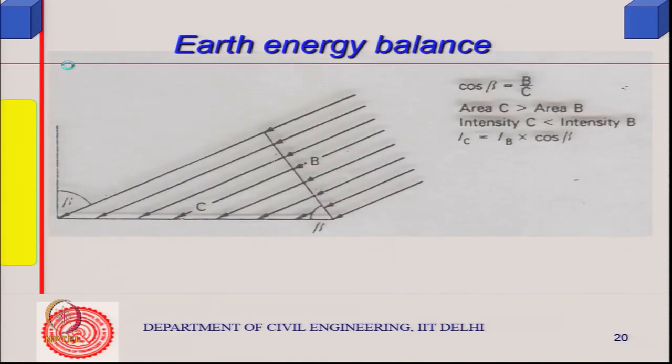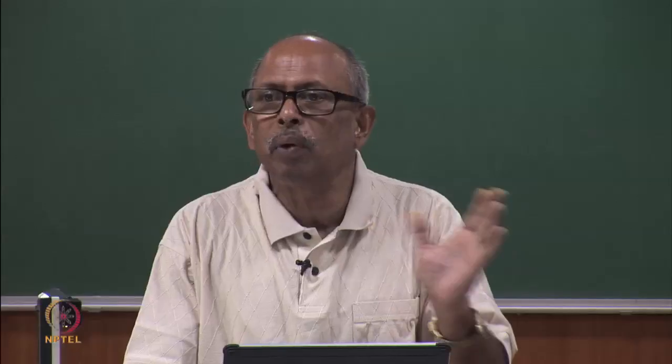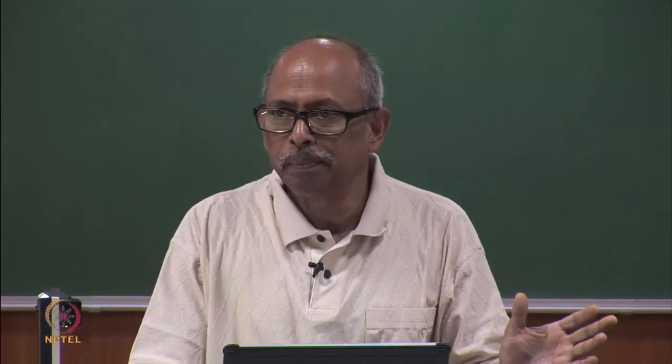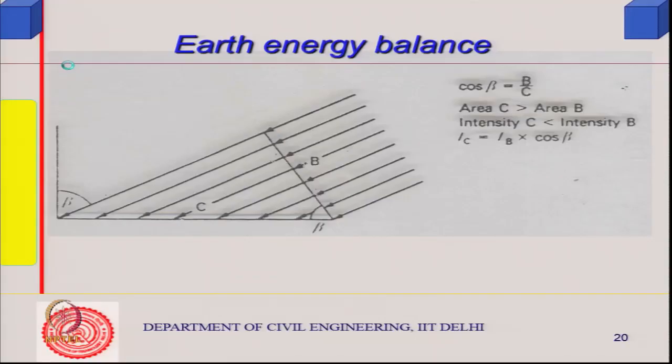Now, the radiation that falls onto the ground, if it is coming directly normal to the ground surface, the intensity will be highest. But if it is coming inclined, the same amount of energy is falling on a larger surface area. As you can see, for example, the normal surface is B, and C is the surface area on the horizontal plane, the ground, with incident angle as cos theta or cos beta as we are calling it.